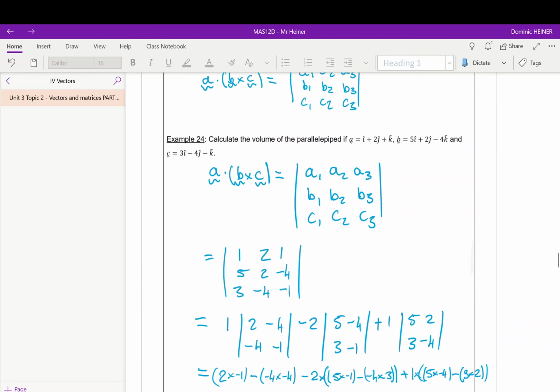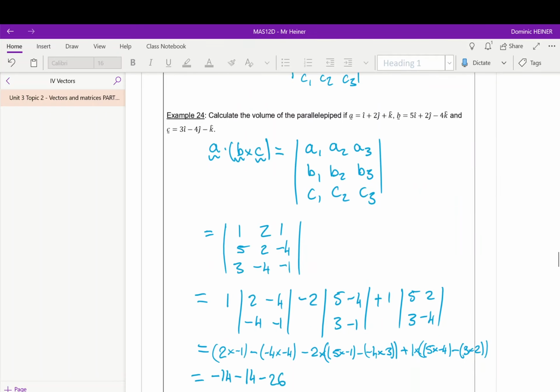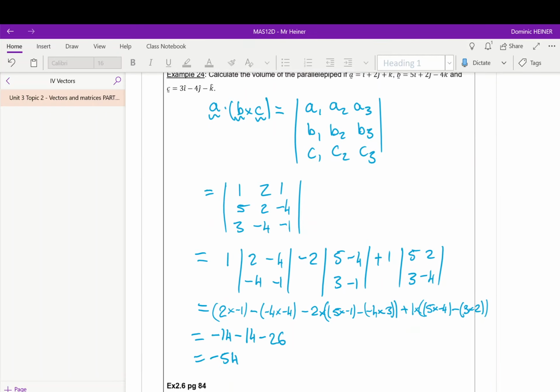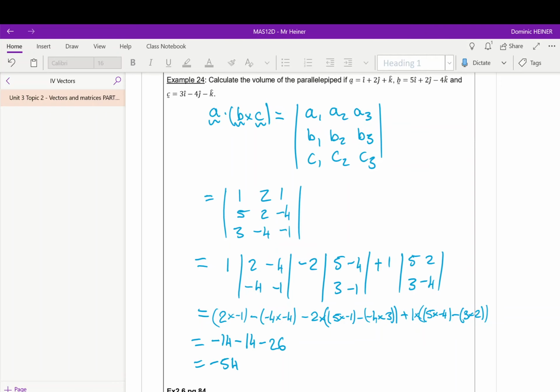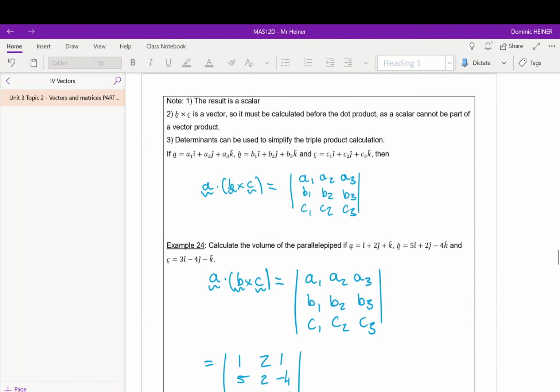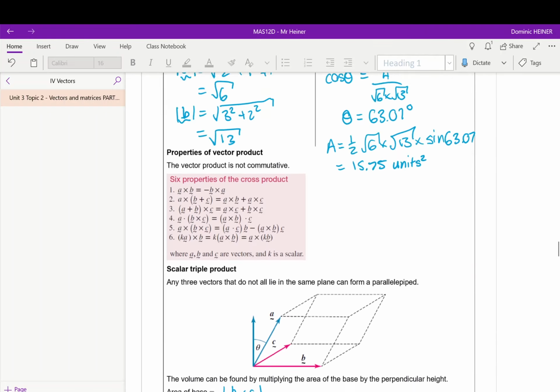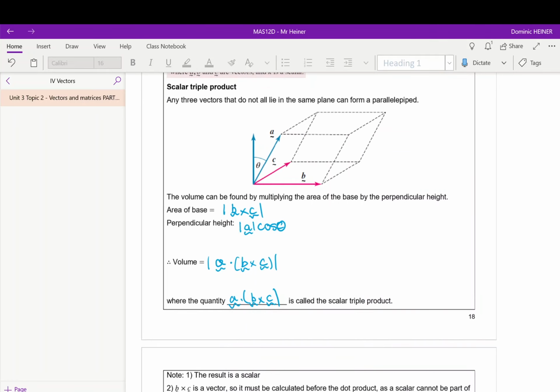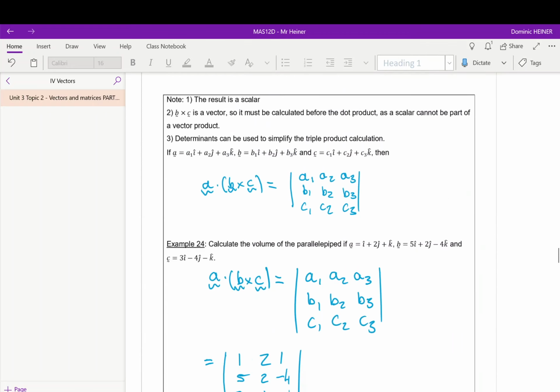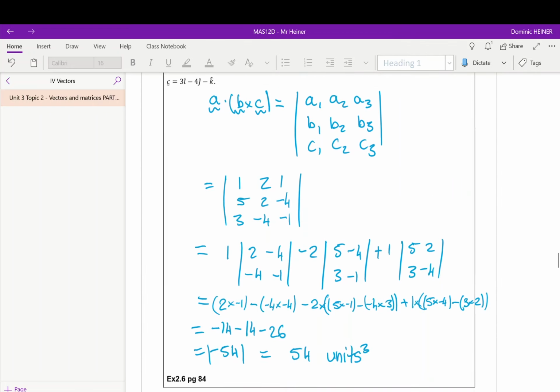So this is going to give us -54. But remember, the volume of the parallelepiped is the magnitude of this product. So we take the absolute value, which gives us 54 units cubed. And I think above here we should have had units cubed as well. So that's all for the video. Thank you very much.